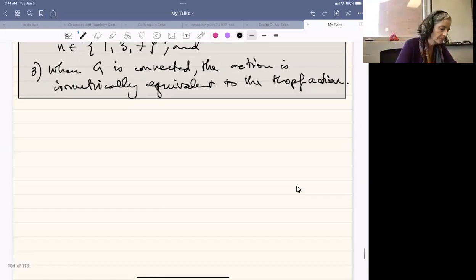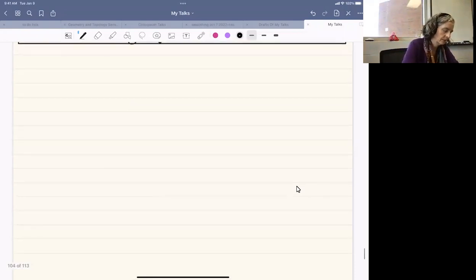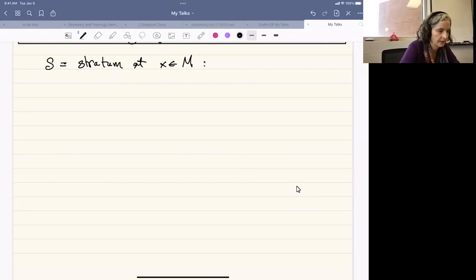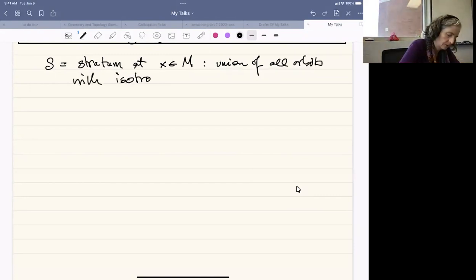So, just recall that when we're looking at a group action on a manifold, we get a stratification of M into smooth submanifolds by orbit type. I'm going to let S be equal to a stratum at a point X in M, and this is the union of all orbits with isotropy conjugate to the isotropy at X.